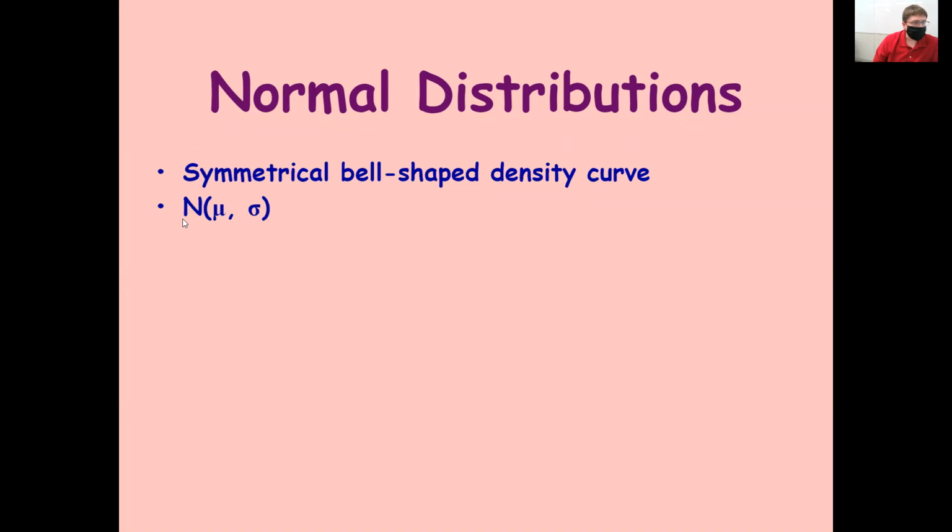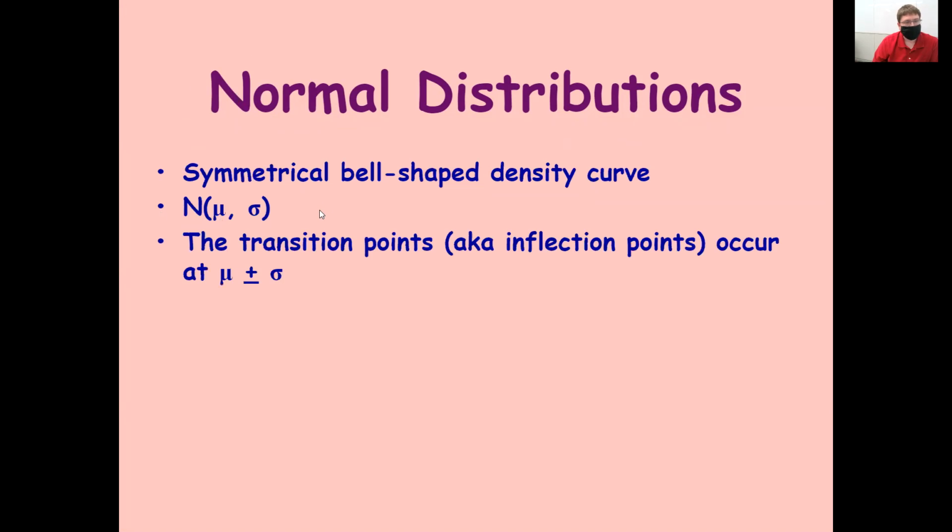The notation for it is similar to what we had for the binomial or geometric. There is a little parentheses thing. It's the capital N to identify that it's a normal curve, and then it has the average and standard deviation next to it. The transition points, or what we sometimes call inflection points, occur at the average plus or minus a standard deviation. So for the first part of the normal distribution, we're going to talk about the empirical rule.